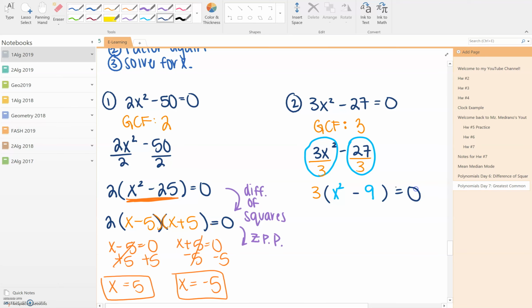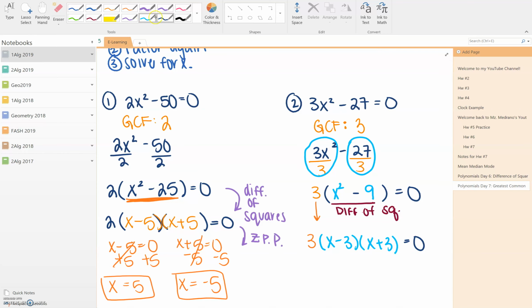Okay, and look at that. I've got another difference of squares. So I'm going to take this. This is your difference of squares, and I'm going to factor it again. This 3 is going to keep coming down. Difference of squares, we're going to follow that structure. So it's going to be x minus 3 and x plus 3 equals 0.